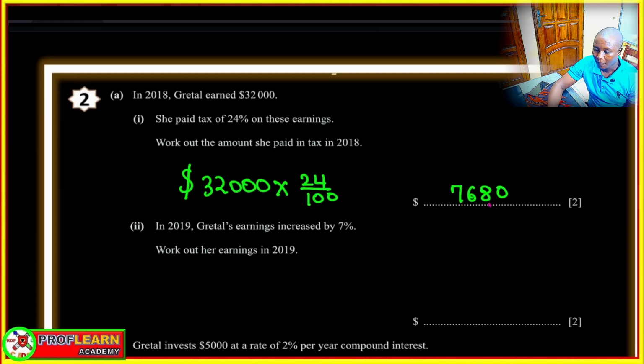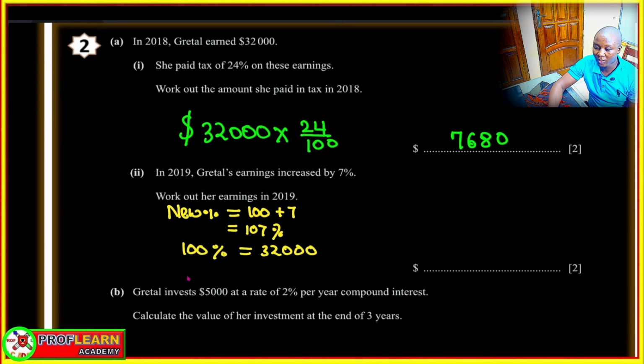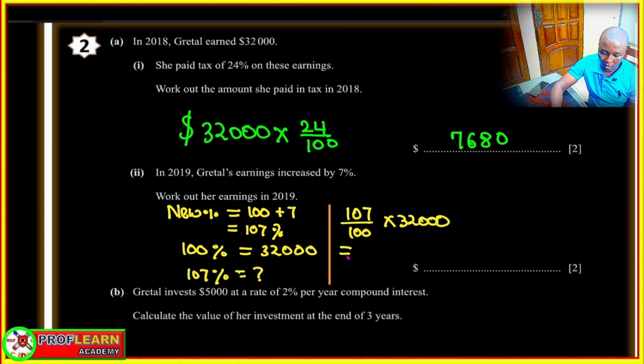Then in 2019, Greta's earning increased by 7% from the previous year. So the current year is going to be the new percentage for this year. For 2019, it was 100 plus 7%, which is going to be 107%. That's the percentage of the earning in 2019. Then 2018 was 100%, which was equivalent to 32,000. Then we can do cross multiplication here to get the earning.